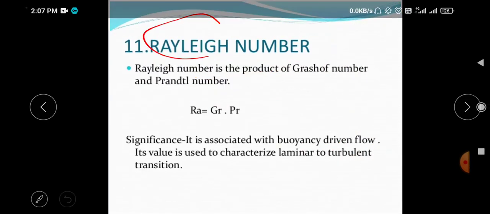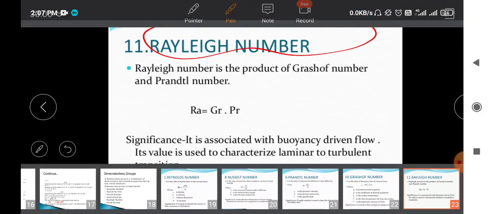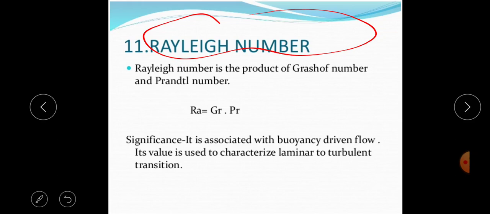Next is the Rayleigh's number. So what is the Rayleigh's number? Rayleigh's number is the product of Grashof number and Prandtl number. We have already discussed the formula for Grashof number and Prandtl number, so we can write down its formula also. Now what is the significance of Rayleigh's number? It is associated with buoyancy driven flow, and its value is used to characterize transition from laminar to turbulent. Okay, so this is again a very important dimensionless group.